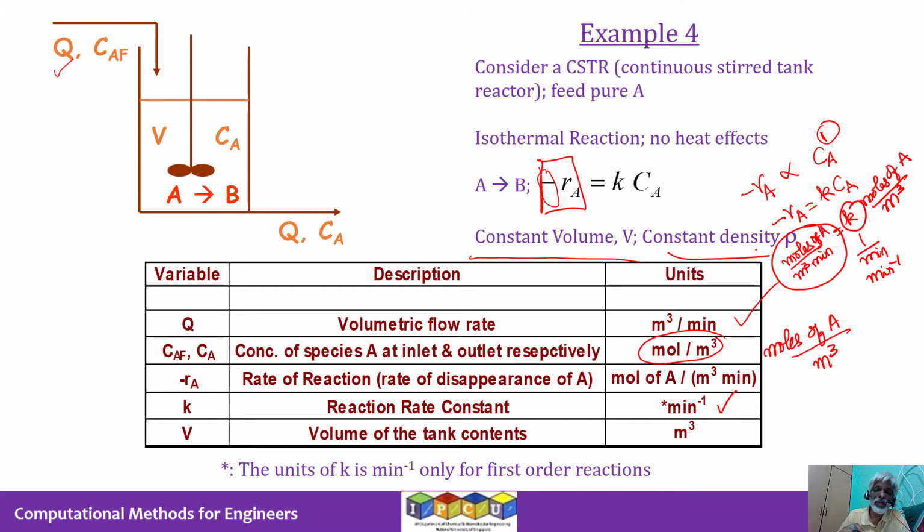Therefore, when we write the overall mass balance for the system, it will turn out to be Q in is equal to Q out. We are just saying the outlet stream will have the volumetric flow rate of Q, which is the same as the inlet volumetric flow rate. This is because of our assumption of constant volume and constant density.